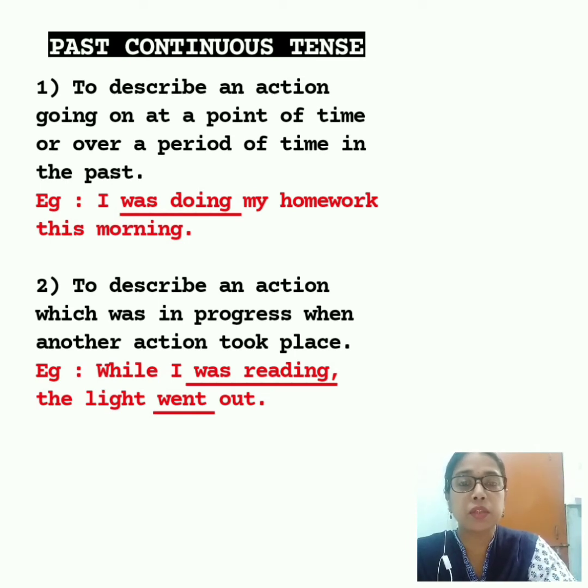So remember, children, two actions. One action was going on when another action took place. Then be very careful that you will write the action going on in the past continuous tense and the action that took place at that moment in the simple past tense.